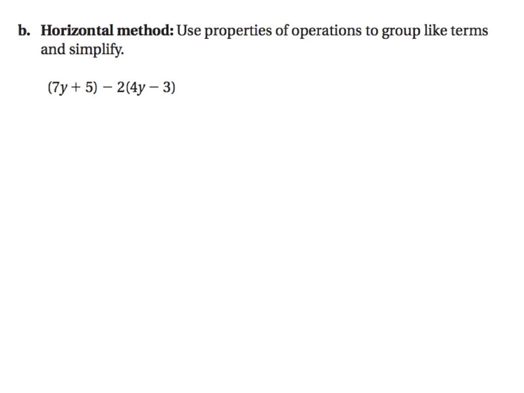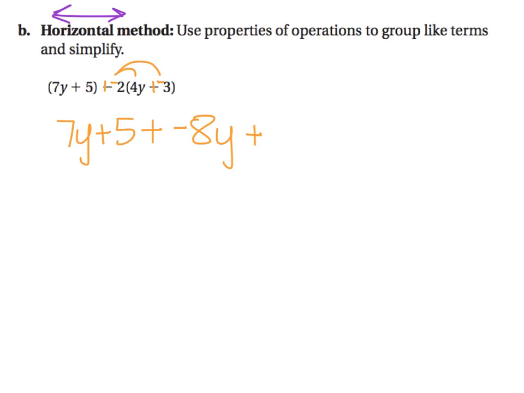And so in this next one, we're going to use our horizontal method. Just remember, horizontal goes across our page. And I'm going to start by distributing my negative 2. So make it plus and negative, and then I'm going to go ahead and distribute. So I have 7y plus 5 plus negative 2 times 4y is negative 8y plus negative 2 times negative 3 is a positive 6. Put an extra plus in there, so we'll get rid of it. And because I changed it into addition, we don't need parentheses anymore. And the beauty is now we're back to what we've been doing.